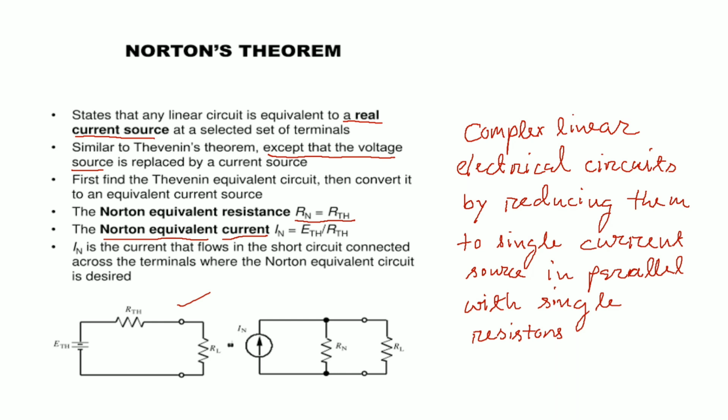You see a single current source here, but in Thevenin it is reducing them to a voltage source. It is not parallel; in the case of Thevenin it is series. So this is the Thevenin and Norton conversion. I will solve some problems and show some circuits. So this is my Norton's theorem.